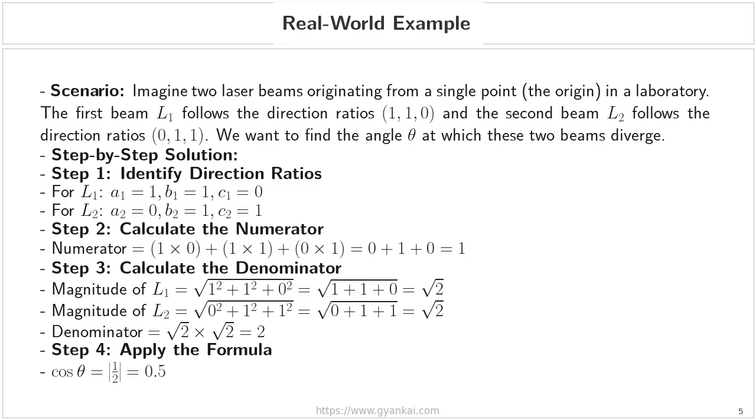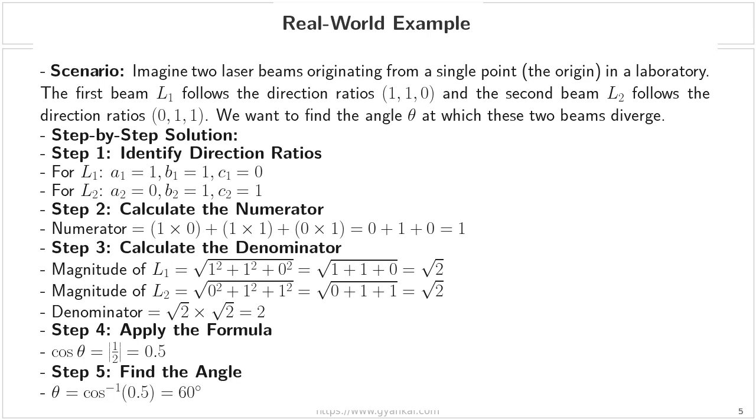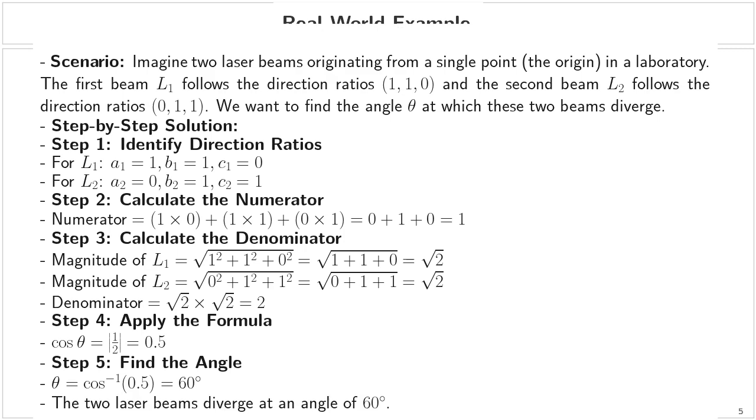Step 4. Now, we apply the formula we discussed earlier. We take the absolute value of our numerator divided by our denominator. This gives us the absolute value of 1/2, which is simply 0.5. Step 5. Finally, we find the angle. We take the inverse cosine of 0.5, which results in an angle of 60 degrees. So, to conclude our calculation, we can see that the two laser beams diverge at an angle of 60 degrees. As you can see, when you follow the steps methodically, even three-dimensional geometry becomes quite manageable.